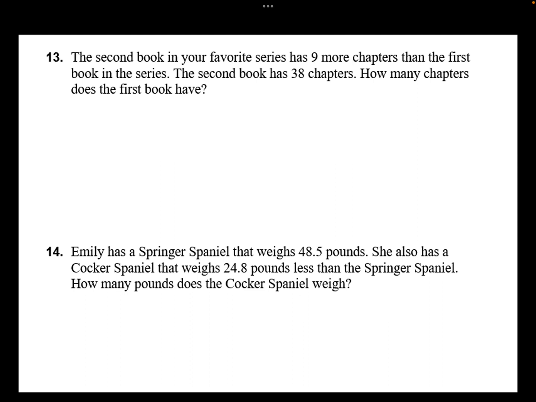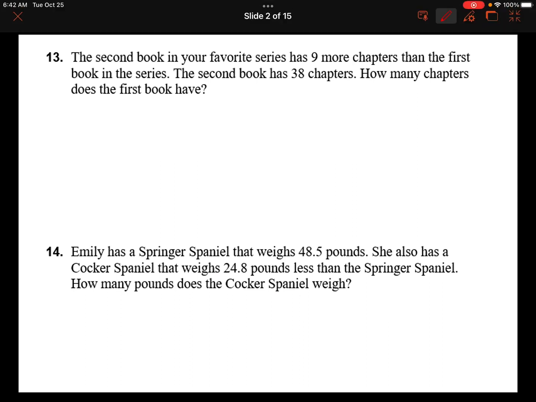I want to draw your attention to the last two questions on your homework. This is kind of a new concept. I know you can get to the right answer without writing an equation, but we want to start getting used to writing equations. So it says the second book in your series has 9 more chapters than the first book in the series. When I hear that more than, I'm going to be thinking about changing order, and I'm thinking about addition. We're going to talk about that later today. The second book in the series has 38 chapters. How many chapters does the first book have?